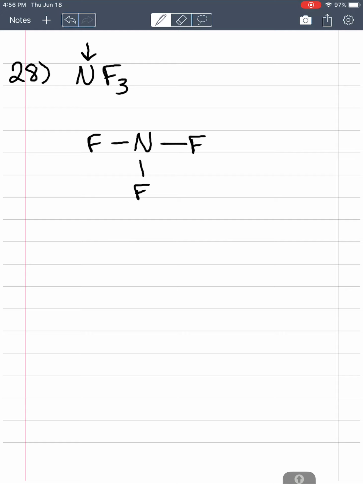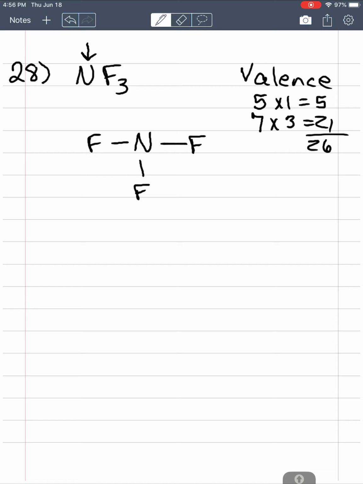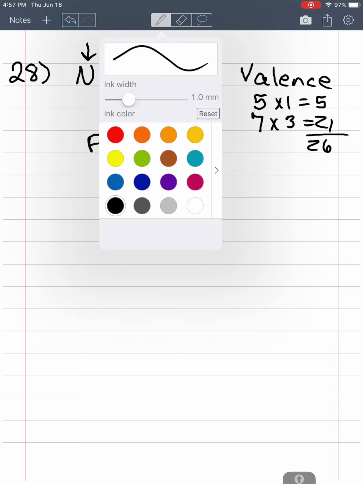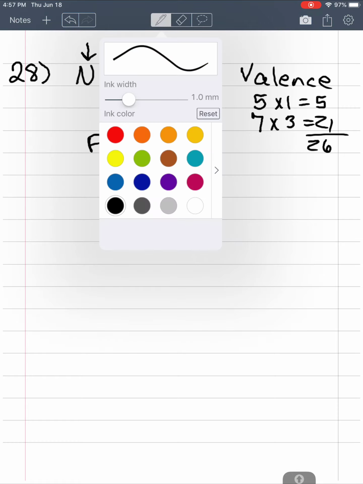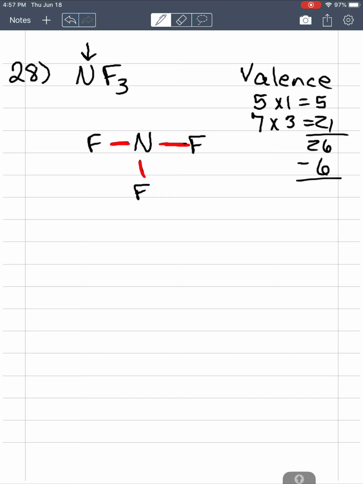All right, now we're going to count up valence electrons. Nitrogen's in group 5. There's 1 nitrogen. Fluorine is in group 7. There are 3 fluorines. That's a total of 26 electrons. We've used 2, 4, 6 electrons. That's going to leave us with 20 electrons.